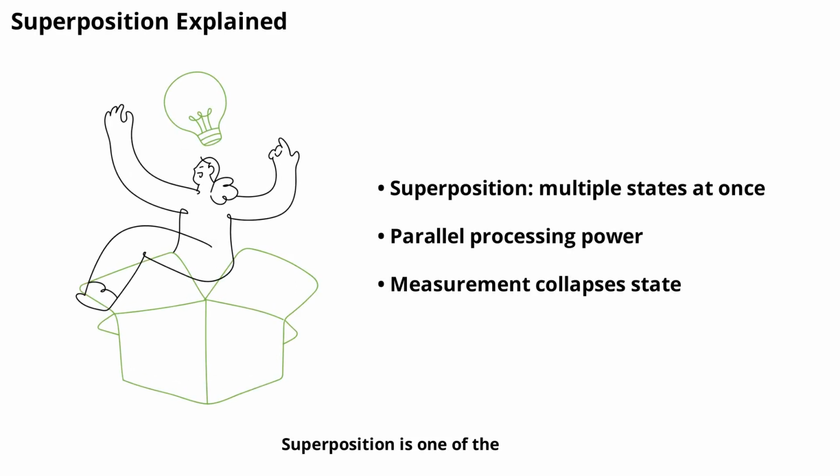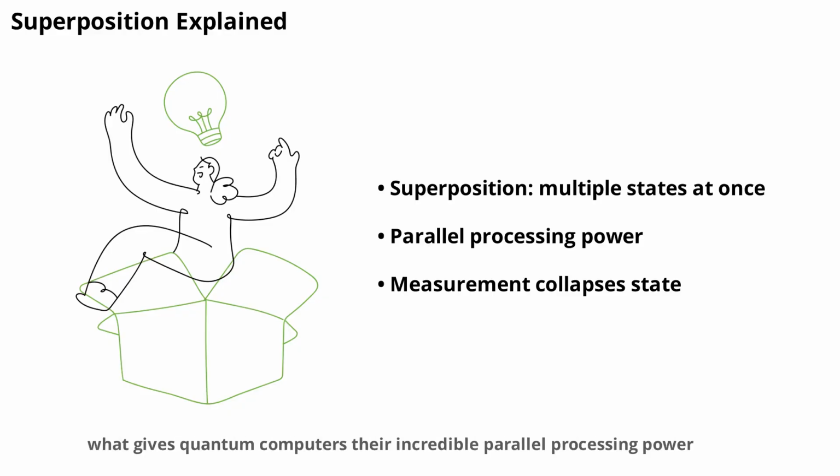Superposition is one of the most mind-bending concepts in quantum mechanics. Imagine flipping a coin. In the classical world, it's either heads or tails. But in the quantum world, until you look, it's both at the same time. Qubits can exist in a blend of 0 and 1, and only when you measure them do they settle into one state. This ability to be in multiple states simultaneously is what gives quantum computers their incredible parallel processing power.